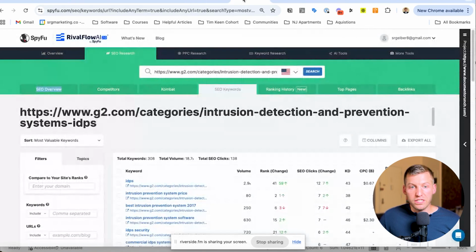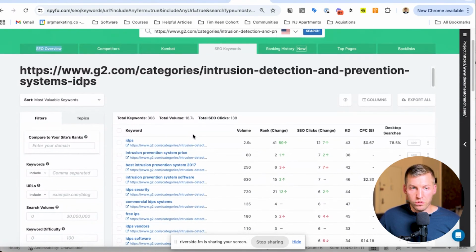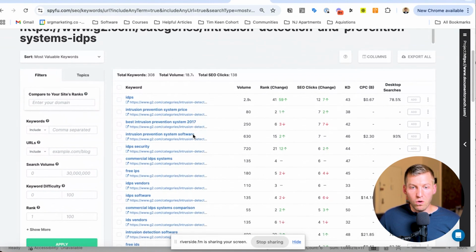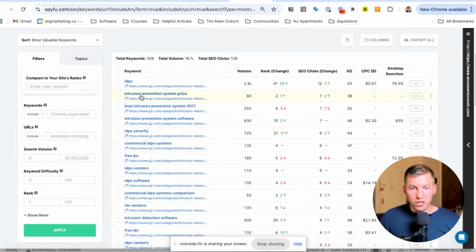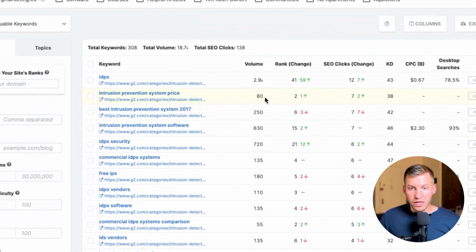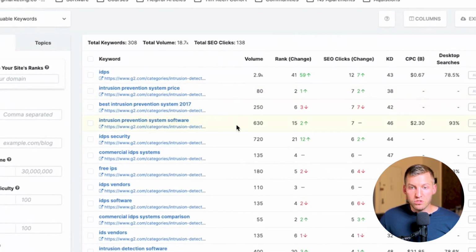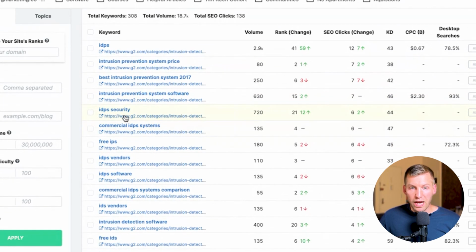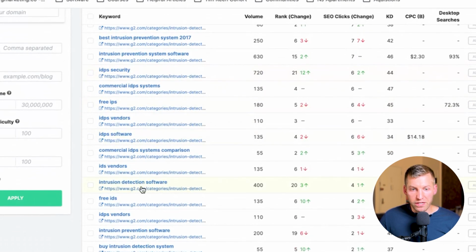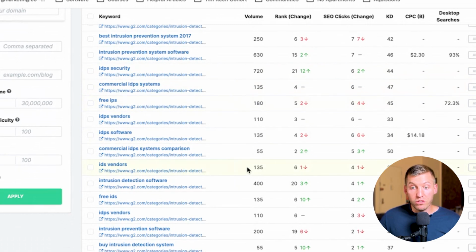So what I did is I just plugged this into my keyword research tool. I use SpyFu, and you can see here all these high intent specific keywords: intrusion prevention system price, 80 searches; intrusion prevention system software, 630 monthly searches; IDPS security. See, now we're getting a lot more specific around the specific security service that they offer. And you can see we're finding very specific high intent terms that include words like software, systems, solutions, and they're getting good monthly search volume.